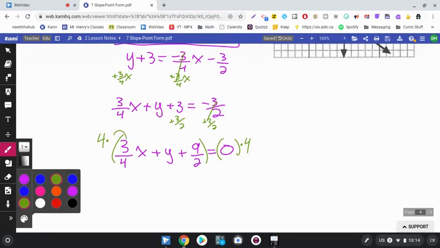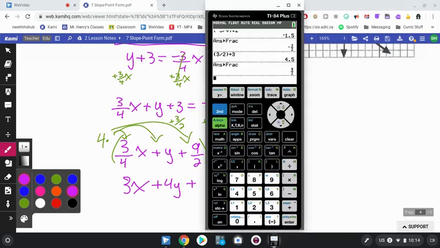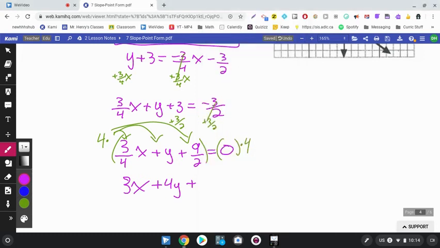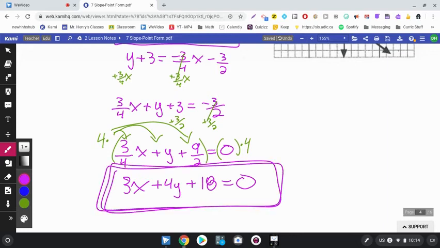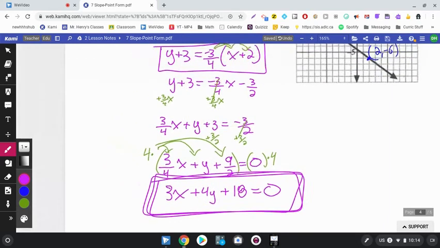Okay, so as I distribute that, I get 3x, right? The 4 divided by 4 cancels out, plus 4y, plus, and again, let's just go to our calculator. 9/2, that's the last thing in there, times 4, you get 18. 4 times 0 is 0. There you go, the equation of that line in general form.